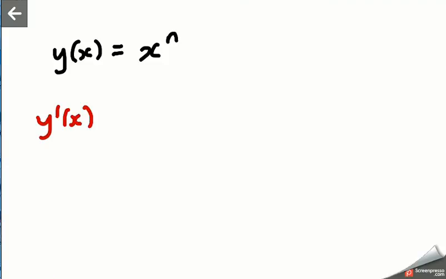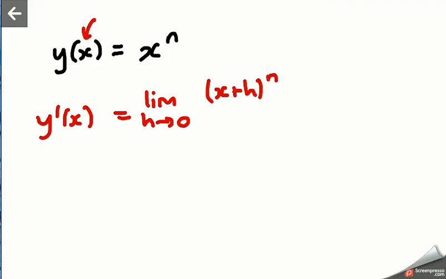the derivative. So remember, the derivative is the gradient of the line tangent to the function at each value of x. So y prime of x is equal to the limit as h tends to 0 of y of x plus h. Well, in this case, y of x plus h is simply x plus h to the power of n. We've put x plus h into here instead of x. So x plus h to the power of n minus y of x, so minus x to the power of n, divided by h, taking the limit as h tends to 0 of that thing.